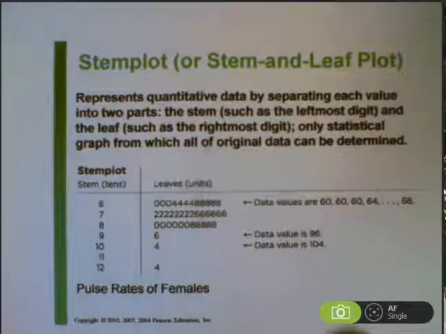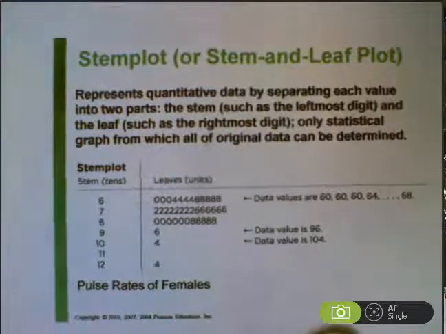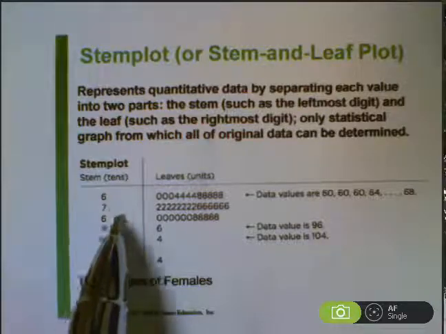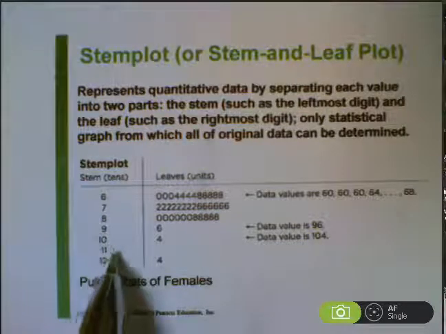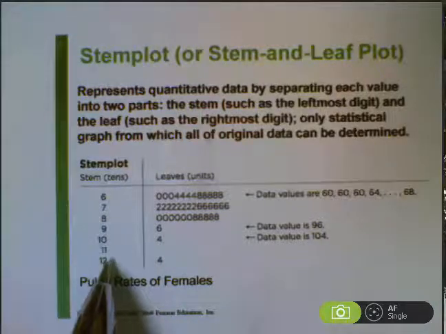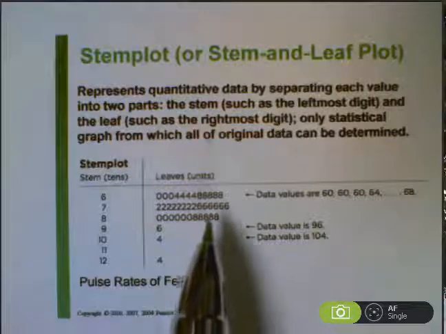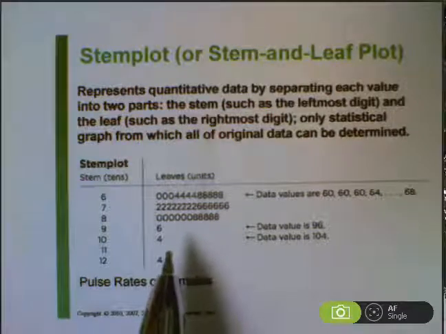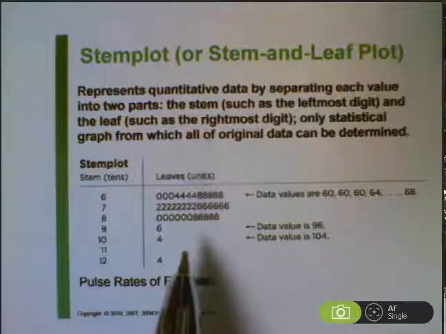Then we have stem and leaf plots. I use these sometimes when I'm trying to see how a set of test scores are spread out in my classes. Here, this is the pulse rates of females again, and all of the pulse rates were either in the 60s, 70s, 80s, 90s, 100s, 110s, or 120s. So I would call these first digit or two the stems, and then this right hand column gives me the digit that was in the ones place for each of the pulse rates.